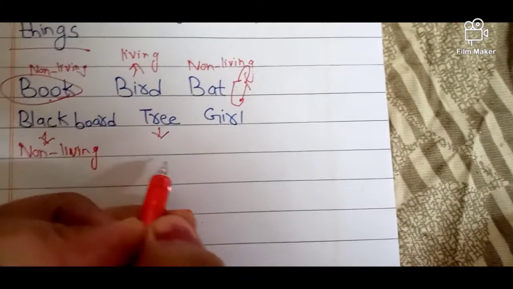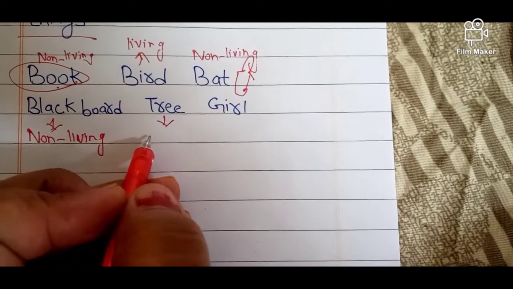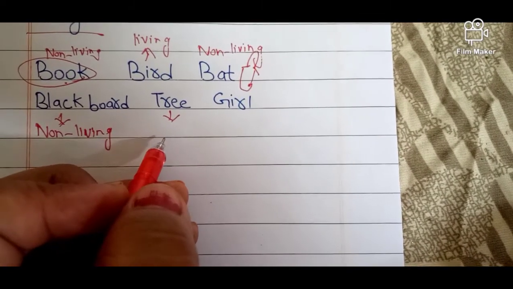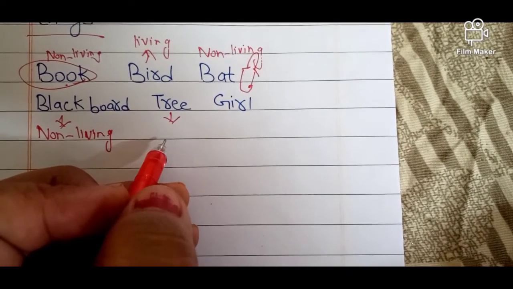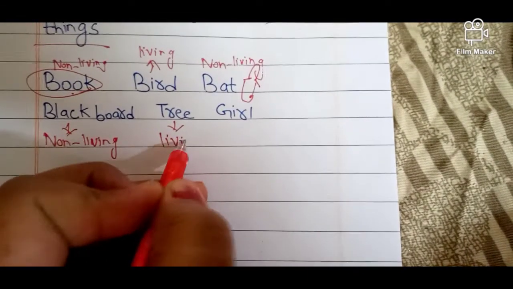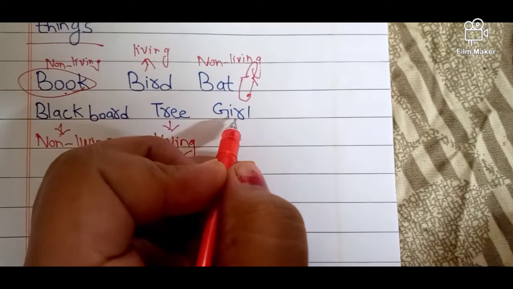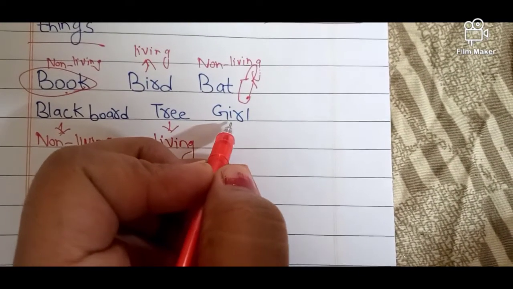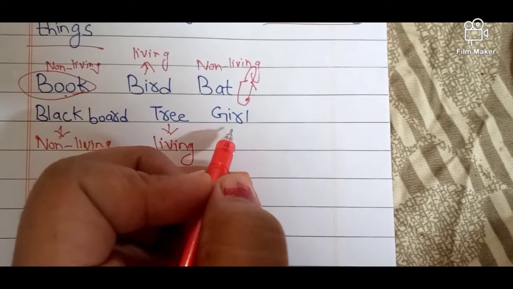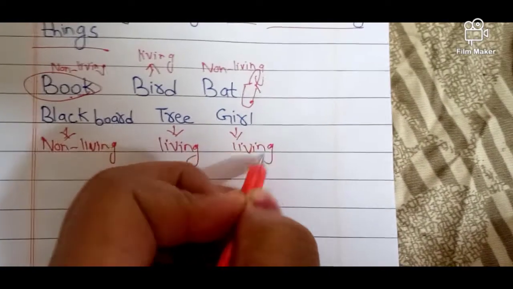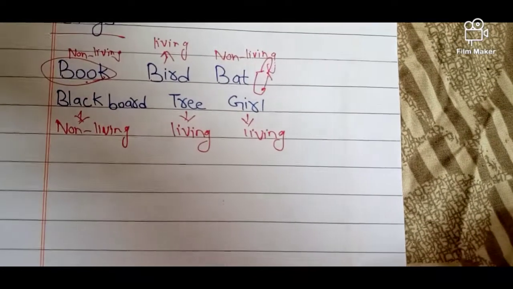Tree. Have you seen a tree growing? Yes. Have you seen us pour water? Why do we pour water? Because trees need water to grow. So a tree is also a living thing. Girl. A girl grows, a girl eats. Okay, children. So a girl breathes. So a girl is a living thing. So these are a few examples of living and non-living things.